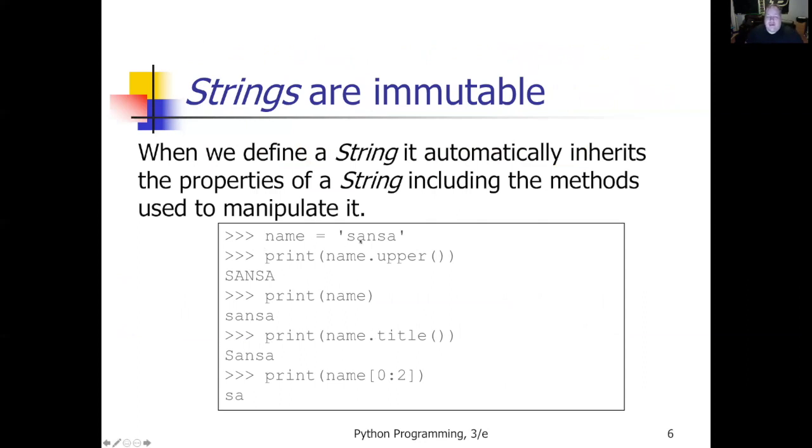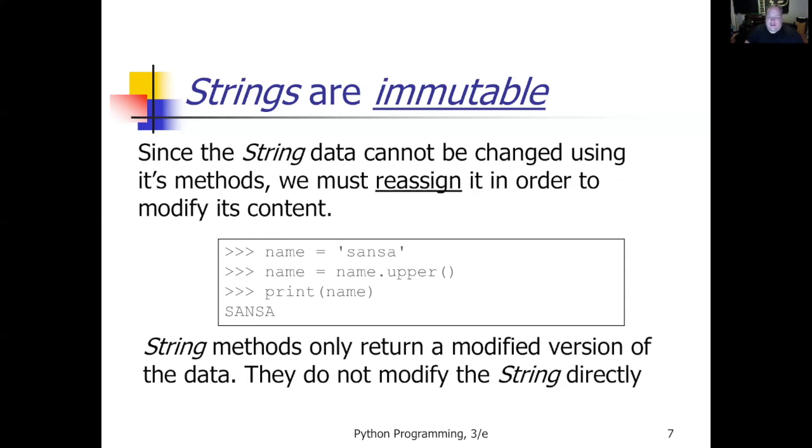So name equals Sansa, lowercase. If I say print name.upper, this .upper method gives me a copy of the string in all uppercase, but the string itself, you see, is not changed at all. Print name.title, capital S-A-N-S-A, but if I print name index 0 to 2, you'll see that the S and the A are not capitalized. They're not titled. It's just a copy of the string that is titled.